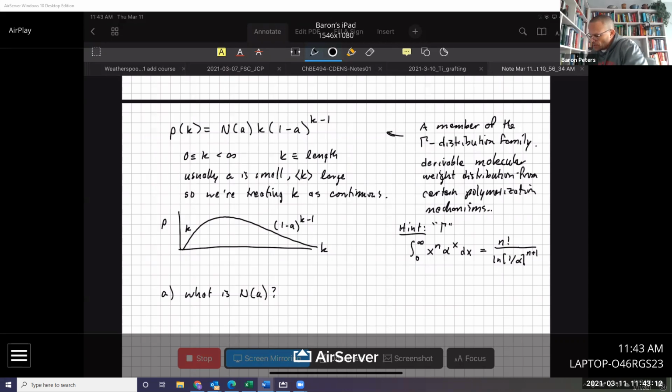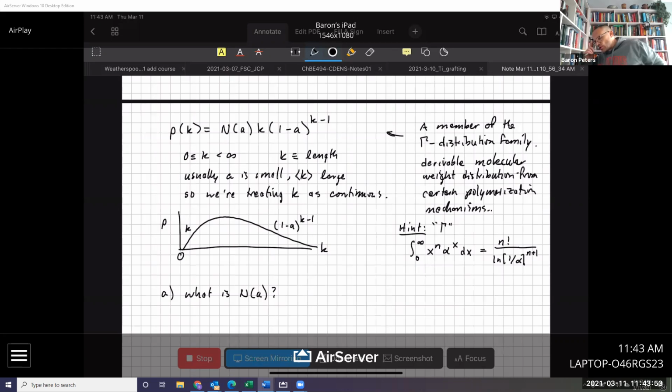All right, I mentioned it's part of the gamma distribution family. There's a little mathematical hint for working with this distribution here. The family of gamma distributions has its name from the fact that all of the operations and integrals that are involved closely resemble the gamma function, which was this integral from 0 to infinity of, by the way, this distribution starts at 0, x to the n, alpha to the x, dx, and the result that you get is n factorial over log of 1 over alpha to the power n plus 1.